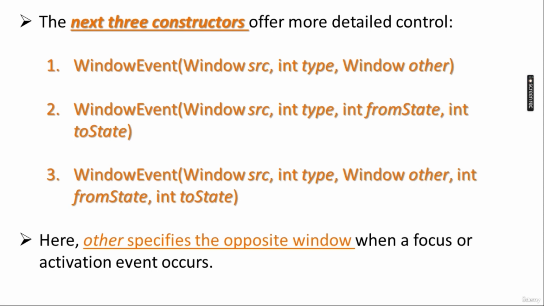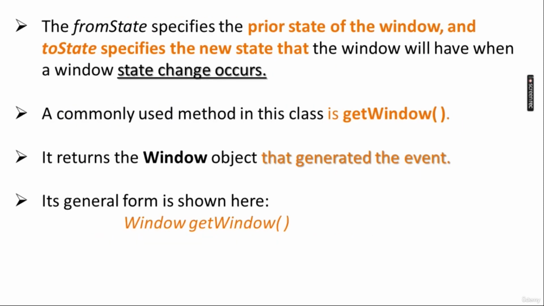Other specifies the opposite window when a focus or activation event occurs. One has gained focus and the other has lost focus at the same time. The fromState specifies the prior state of the window and toState specifies the new state that the window will have when the window's state change occurs. Commonly used method in this class is getWindow.